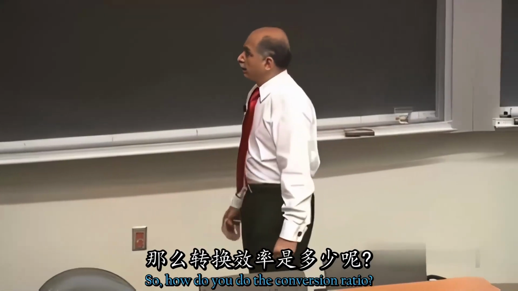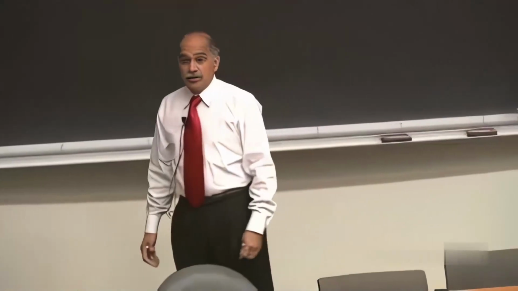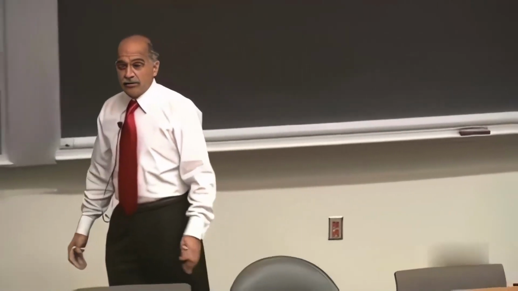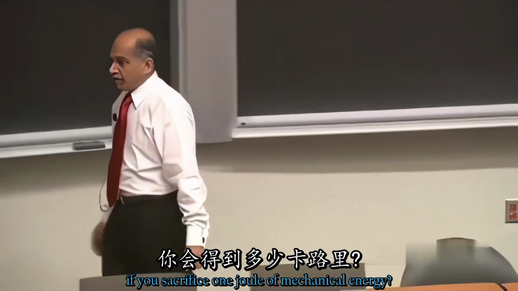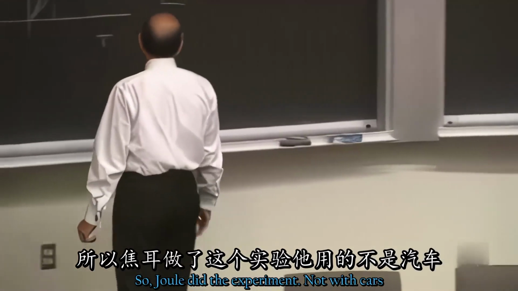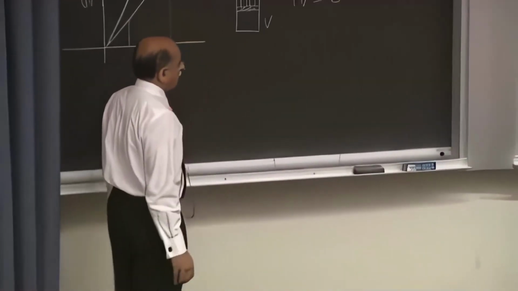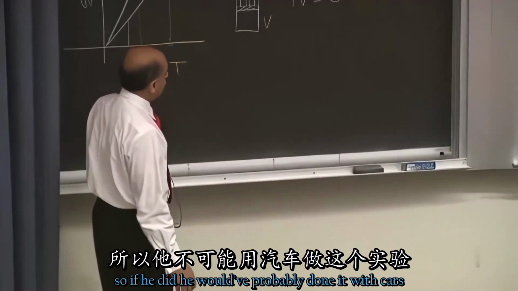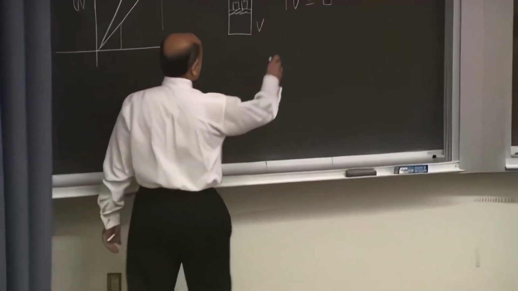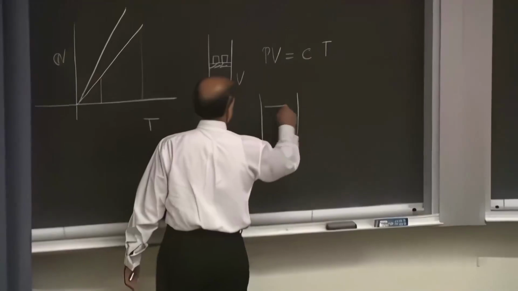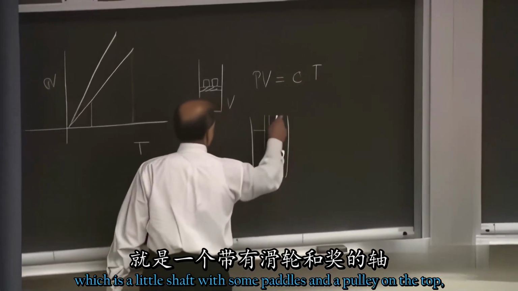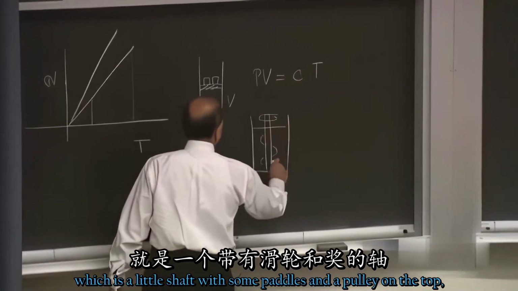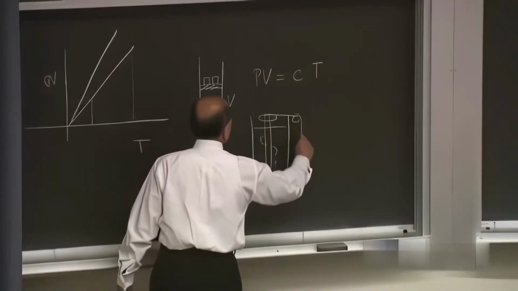So how do you do the conversion ratio? How many calories can you get if you sacrifice 1 joule of mechanical energy? Joule did the experiment, not with cars. I mean, he didn't have cars at that time, so if he did, he would have probably done it with cars. He had this gadget with him, which was a little shaft with some paddles and a pulley on the top, and you let the weight go down.